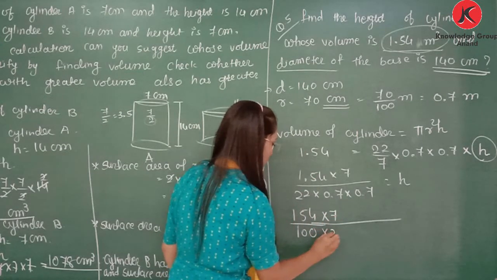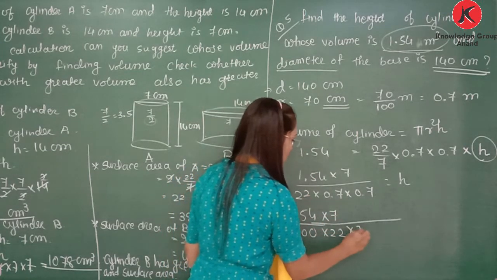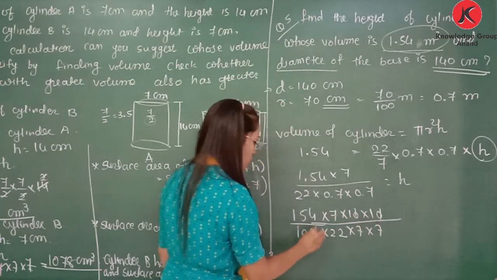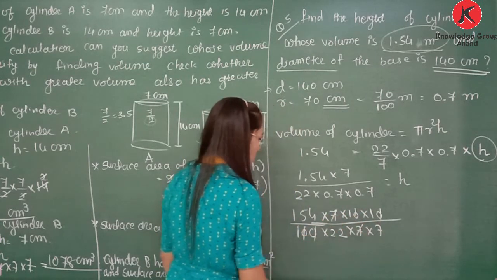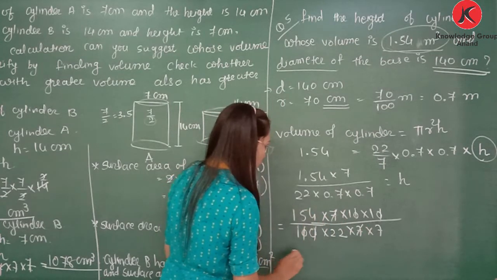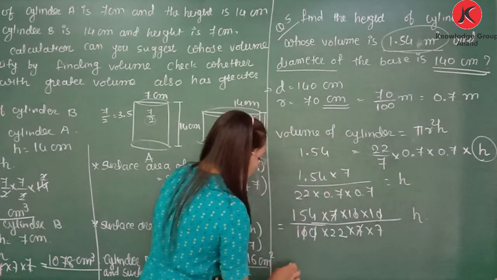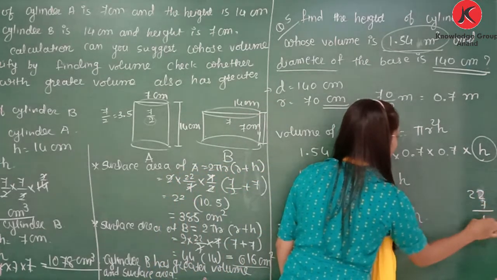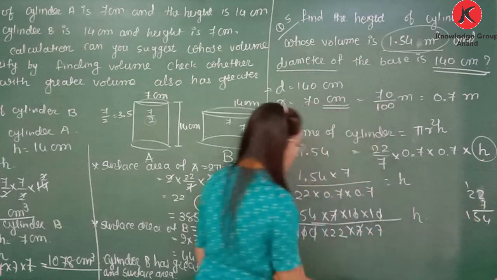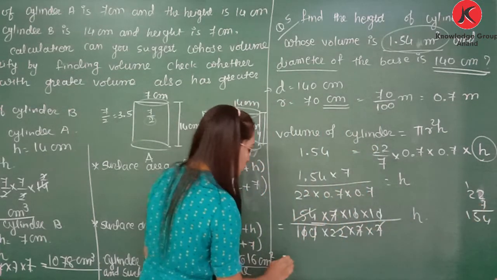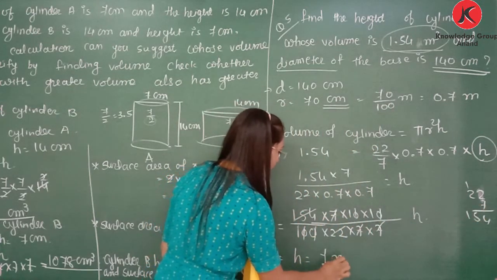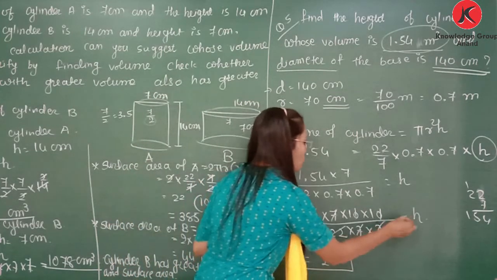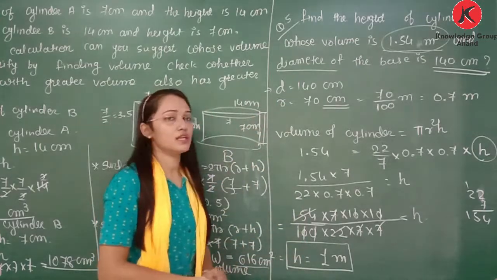Now this one is 7 and 7. 10 will be the number. We can cancel this 2 0. 7 and 7 cancel. So 22 multiplied by 7, that is 154. So we can cancel this. So h will be 1 meter. All numbers are cancelled, so here we have a 1. So h will be 1 meter. So the height of the cylinder will be 1 meter.